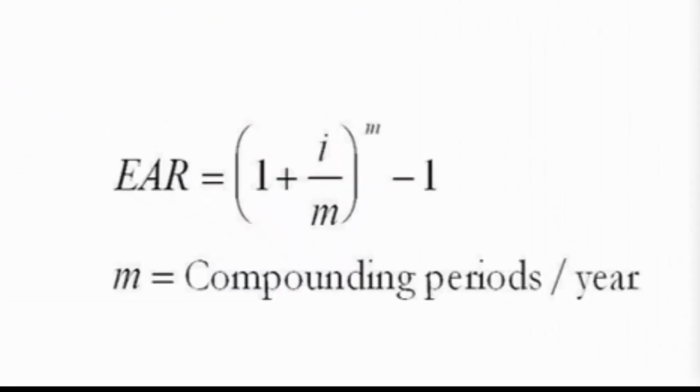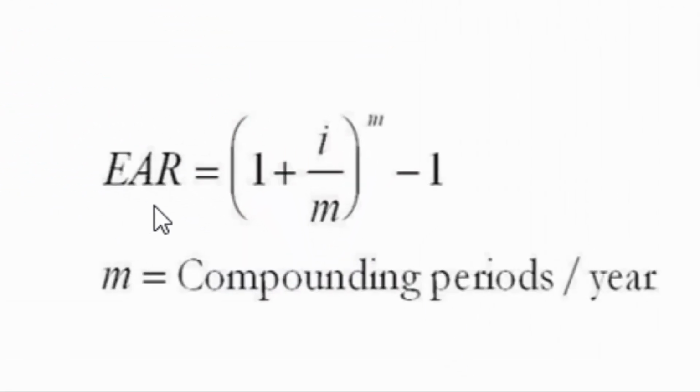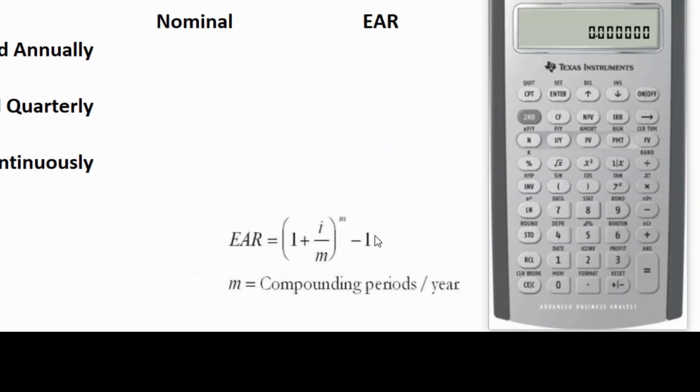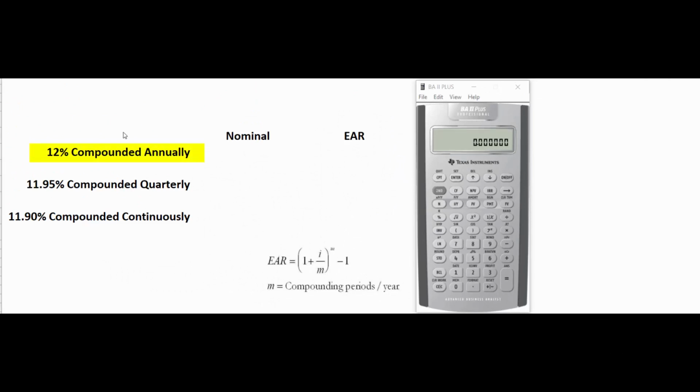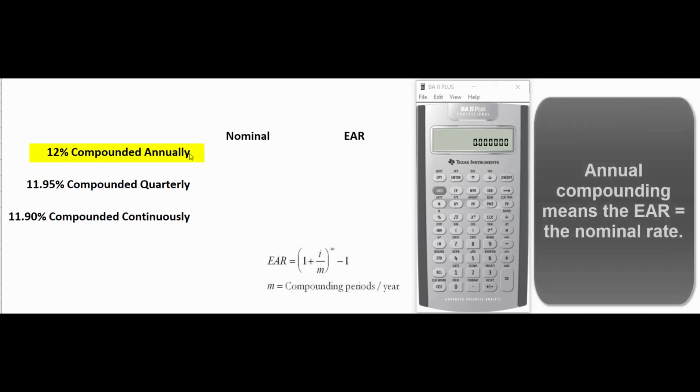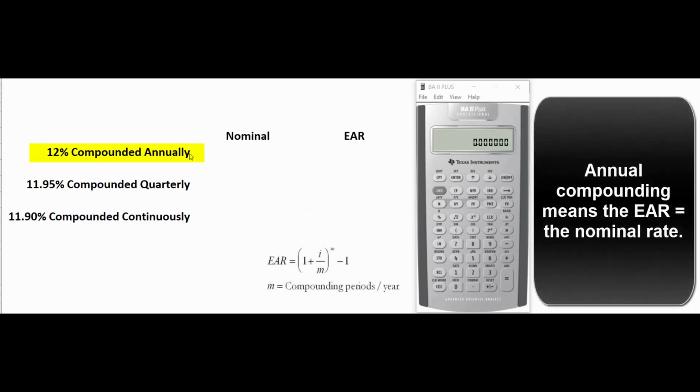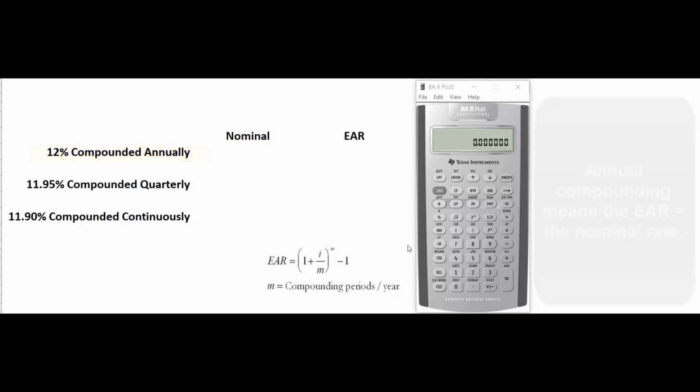One way to do that is the formula. The effective annual rate equals 1 plus the nominal rate divided by the compounding periods per year. Take that and raise it to the power of the compounding periods per year and subtract 1. So let's do that real fast for 12. Since it's compounded annually, the effective interest rate should be the same as the nominal rate of 12.